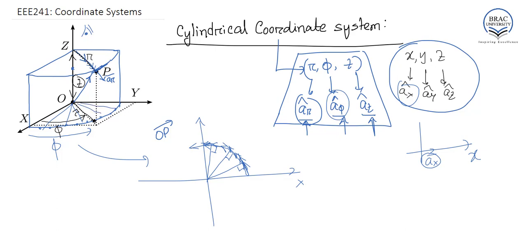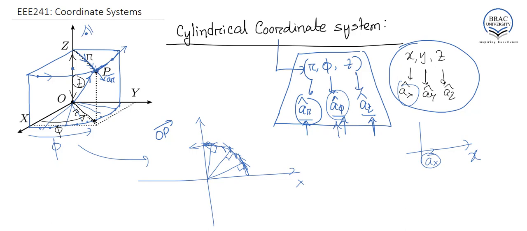So the a phi vector will be along the phi coordinate. That means if we were to be at this position, the a phi vector will be along the tangent drawn at this point on the circle. If we're to be at this point on the circle, the a phi vector will point towards the tangent at this point over here.